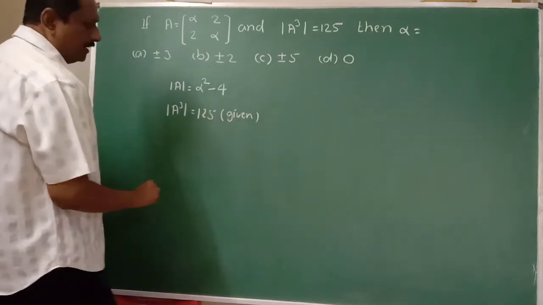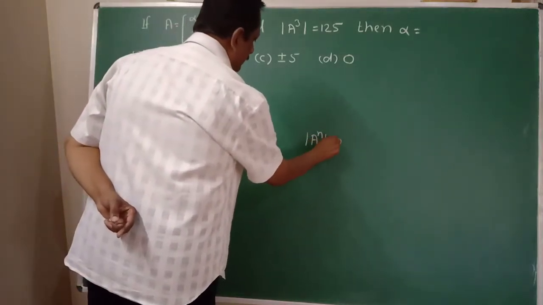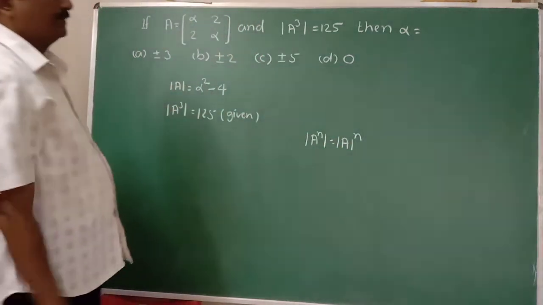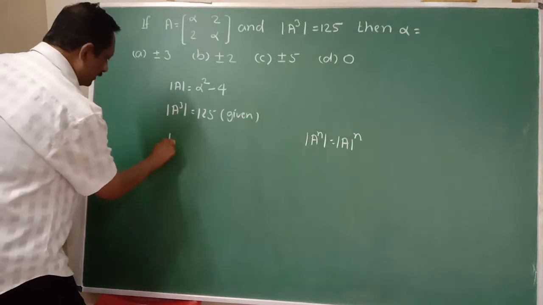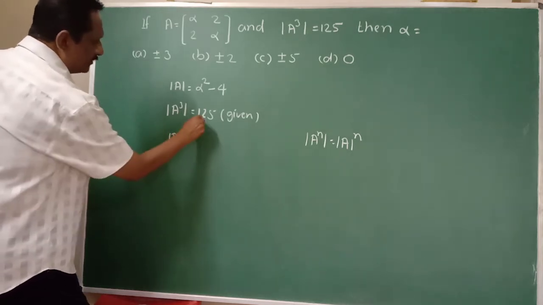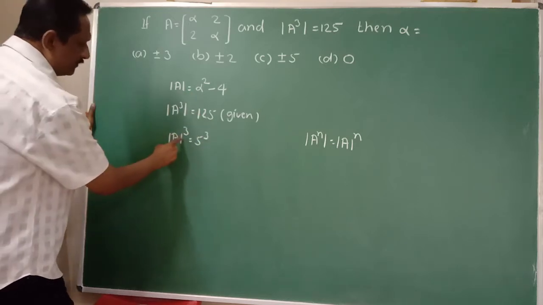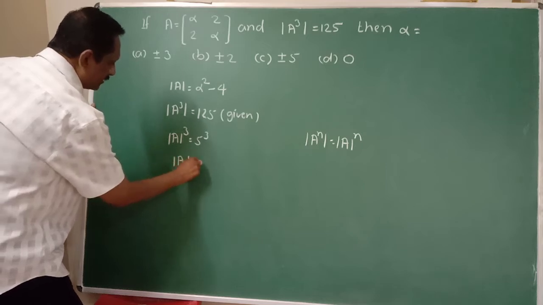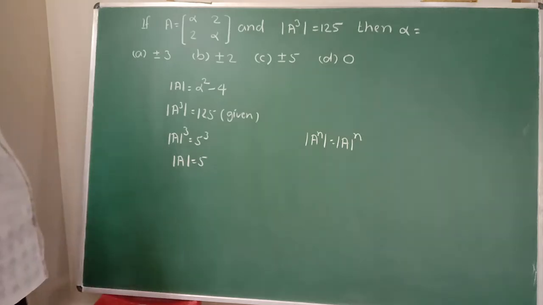Okay. And there is one formula, determinant of A raised to N is equal to determinant of A whole raised to N here. This is the formula. So determinant of A cube is a determinant of A whole cube here. And 125 means 5 cube here. 5 cube. So therefore this 3 cancels here. Then determinant of A is equal to 5.